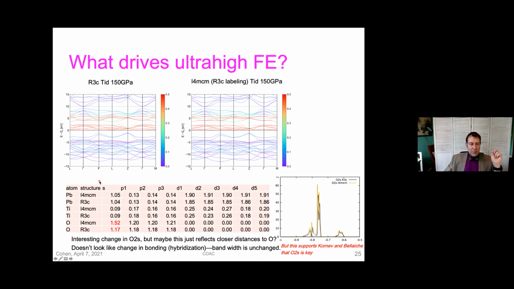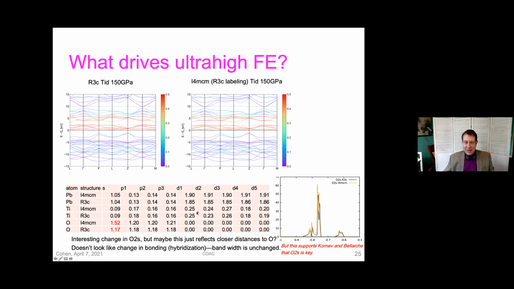If we add up the contribution for S, P, and D states for each of the atoms for the ferroelectric R3c structure and the non-ferroelectric I4/mcm structure, it's amazing how close they are. I really thought I must be doing something wrong, that I must be looking at the same structure twice or something. So I checked this 10 times. It's really true. The lead S is identical in the ferroelectric and the non-ferroelectric.